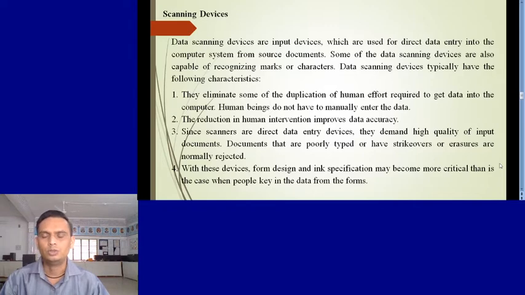So when we want to make a scan or a direct entry to the device, we need a high quality input document. If we provide a poor quality document, with strike overs or erasures, normally these documents are rejected due to the quality, because the scanned copy or soft copy becomes poor. So with these devices we can design ink specifications more critically than when we key in the data.